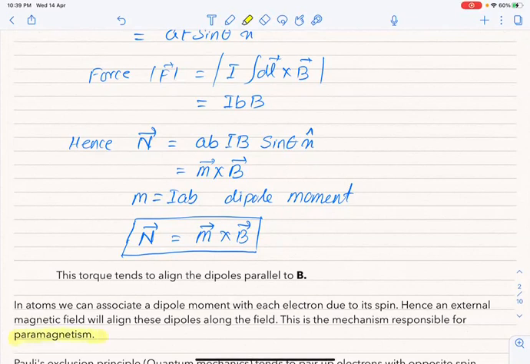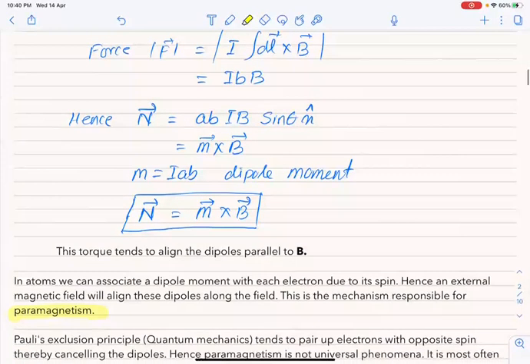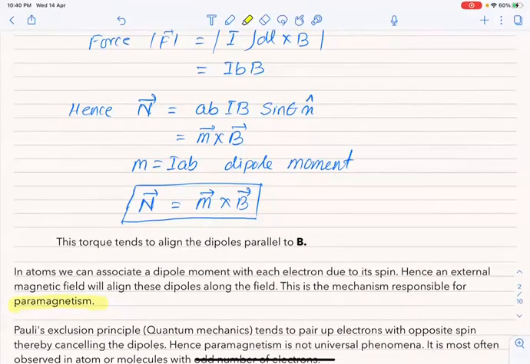So in summary, there is an electronic spin, and because of the spin, you can assign a dipole moment. When you apply an external field, these dipole moments will tend to align parallel to the field, and that's why you will have a net alignment along the field, and that is the paramagnetic effect. Now, of course, every macroscopic object has atoms inside it, so you may think that paramagnetism is universal. However, what happens because of quantum mechanics?